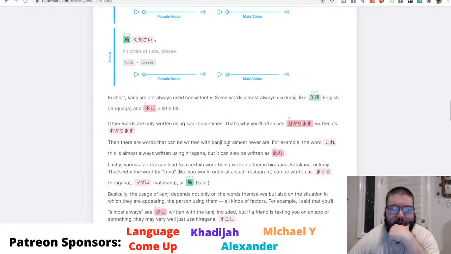Then there are words that can be written with kanji, but almost never are. For example, the word kore. This is almost always written using hiragana, but can also be written in kanji. Okay, I don't think I knew that, so there we go. Kore.